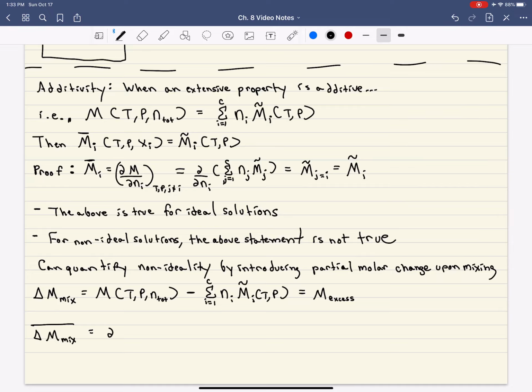And that is, once again, just going to be the partial molar derivative of delta M mix at some constant T, P, n_j not equal to i. And what we would get is that that's just the partial molar quantity for species i minus the pure molar quantity.